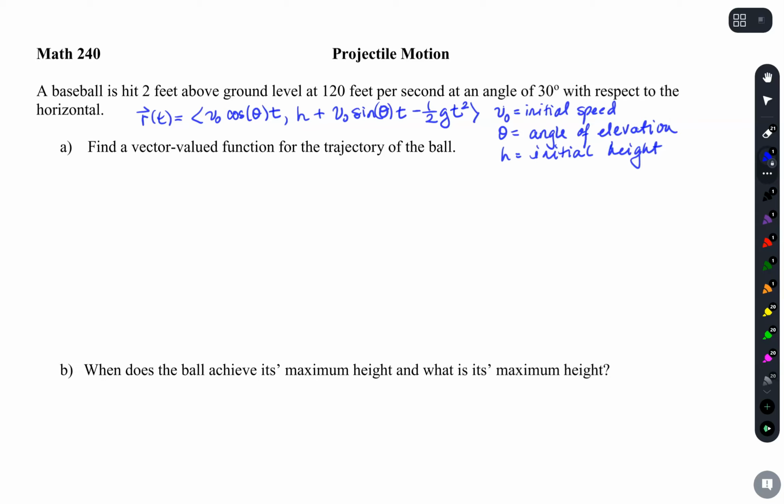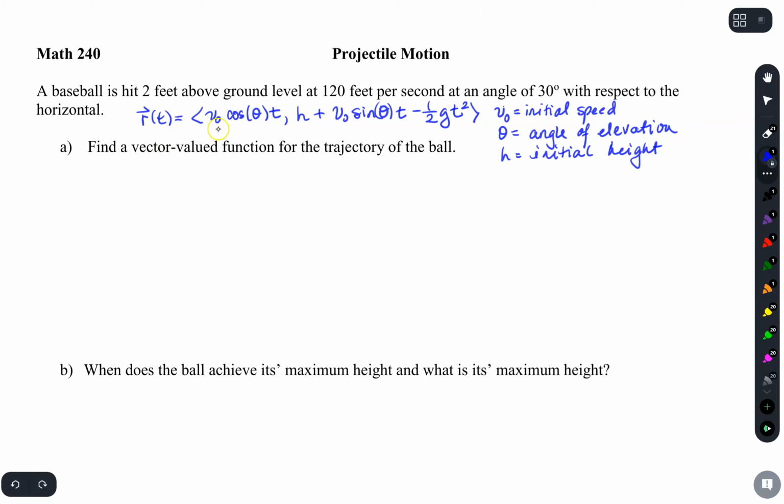Welcome. Let's take a look at an example of modeling projectile motion in space. Note that the position function for a projectile in space is a vector-valued function that accounts for the horizontal movement of the projectile, so the x component, and accounts for the vertical movement or vertical position of the projectile in the y component of our vector-valued function.